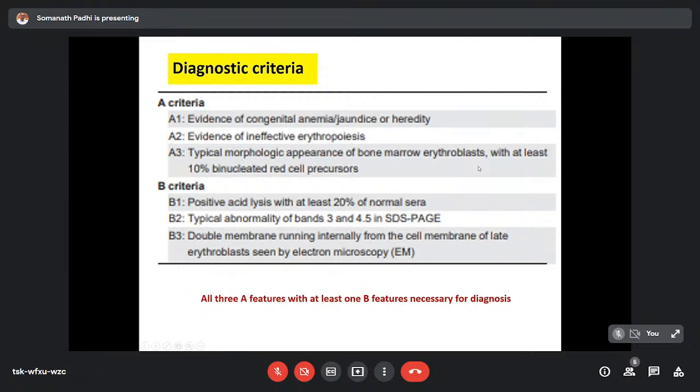the diagnostic criteria for CDA type 2 was in fact devised by Hempel and Wendet. And what is the criteria? It says that all 3 A features and at least 1 B feature must be present to stamp it as a case of CDA type 2. That means A1 is evidence of congenital anemia, jaundice, or hereditary evidence. A2 is evidence of ineffective erythropoiesis. A3 is typical morphologic appearance of bone marrow erythroblasts with at least 10% binucleated red cell precursors.